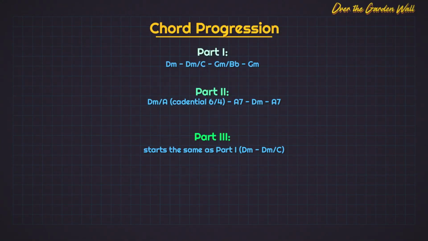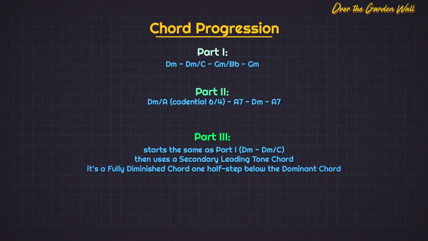If you wanted, you could easily loop those 8 measures to get something pretty close to Into the Unknown. But if you want to get as close as you can to the music, we've got to go deeper into some music theory. Section 3 starts with the exact same 2 chords that started off the first one. But the next chord we're using is what's called a secondary leading tone chord. This chord is a fully diminished chord 1/2 step below the dominant chord we're going to. In our case, a G sharp fully diminished chord. It wants to resolve directly to A dominant 7.